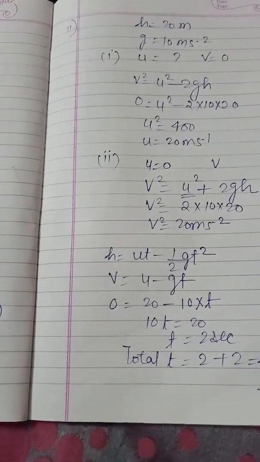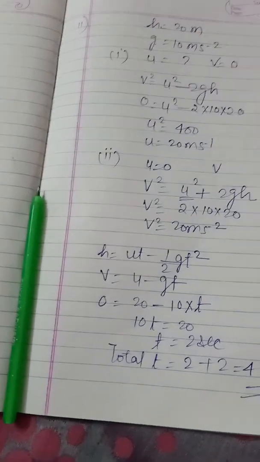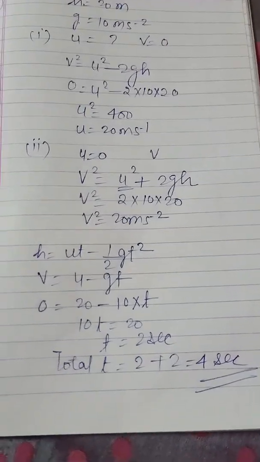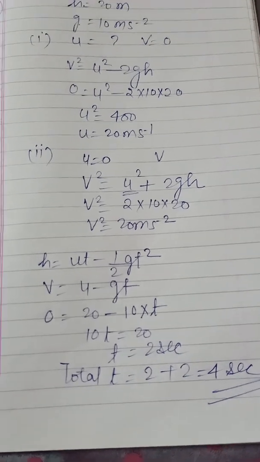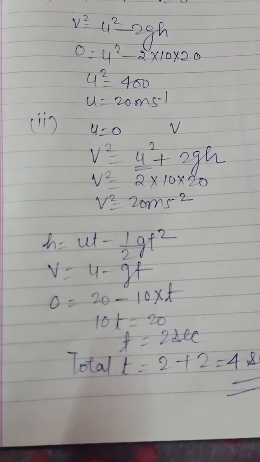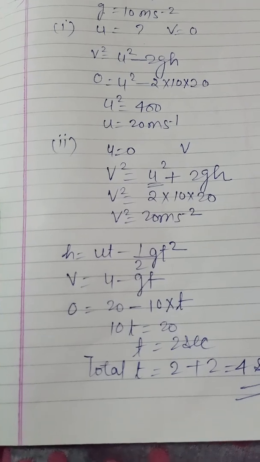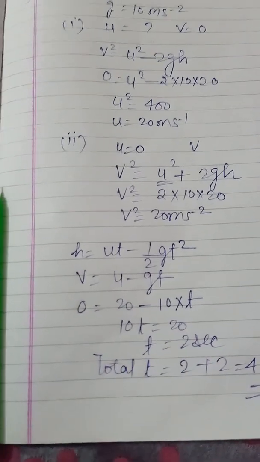The other numericals are also the same as the numericals which you have solved in the C part of chapter 2, that is equations of motion. So try to solve up to the last question. If you have any queries, then you can ask. Thank you.